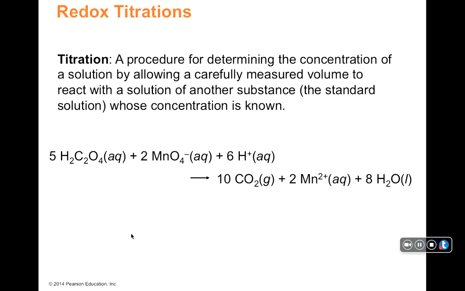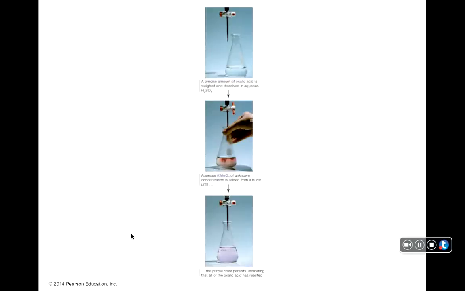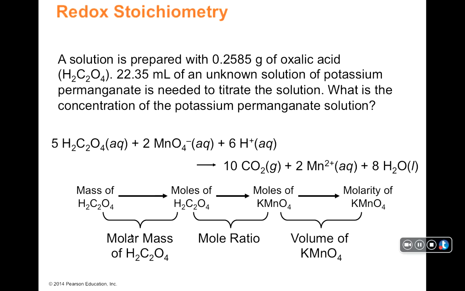Okay. This just talks a little bit about titration, which I know you're doing in the lab, so I'm not going to really go through this. But I will show you this type of problem really is what we've already talked about in the previous chapter. And this is just using stoichiometry to address a question. So you're given 0.2585 grams of oxalic acid. That's the first reactant there. And then 22.35 milliliters of an unknown solution of potassium permanganate.